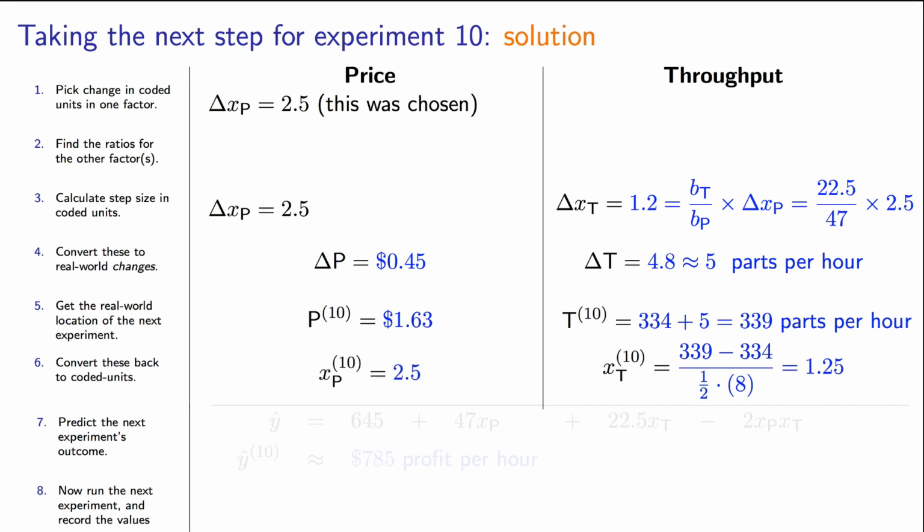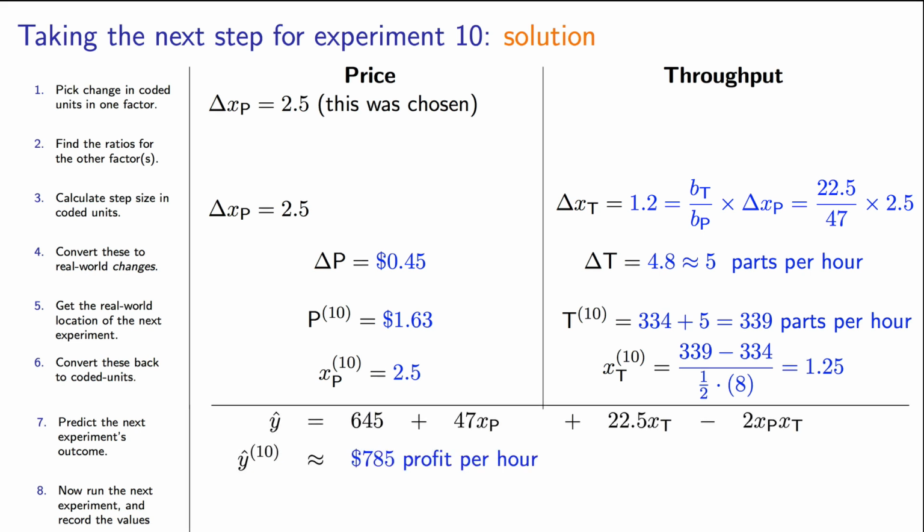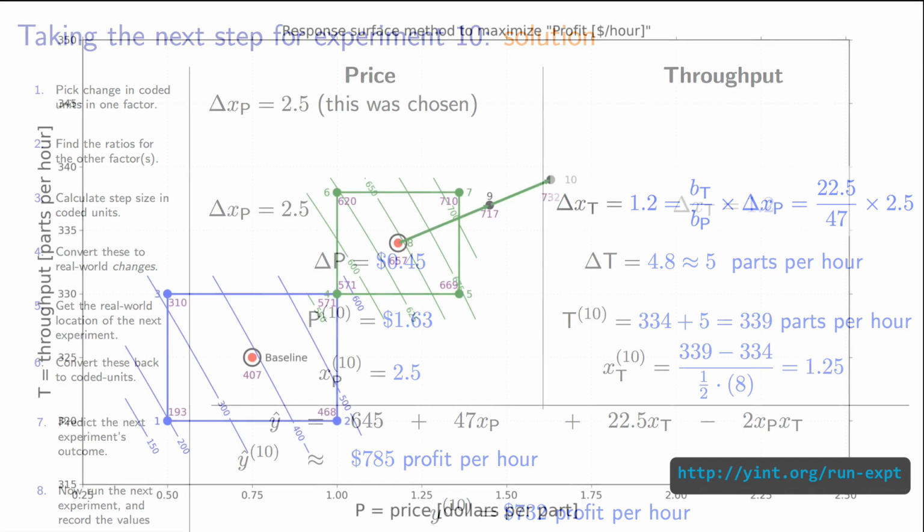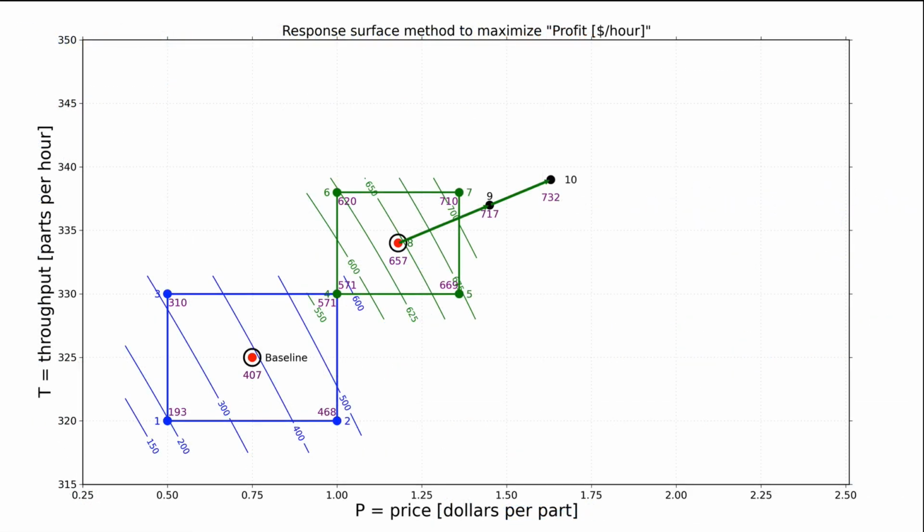Using those coded values, we can predict a y value for the 10th experiment of $784.77, or $785. Now the actual experimental outcome is around 732. You won't get that exact figure from the website because we add some noise to the prediction just to make things realistic. That's about a $50 deviation though, and it's comparable to the main effect of the largest factor, the price. So it's probably time to rebuild this model, and the 10th experiment can form our baseline.